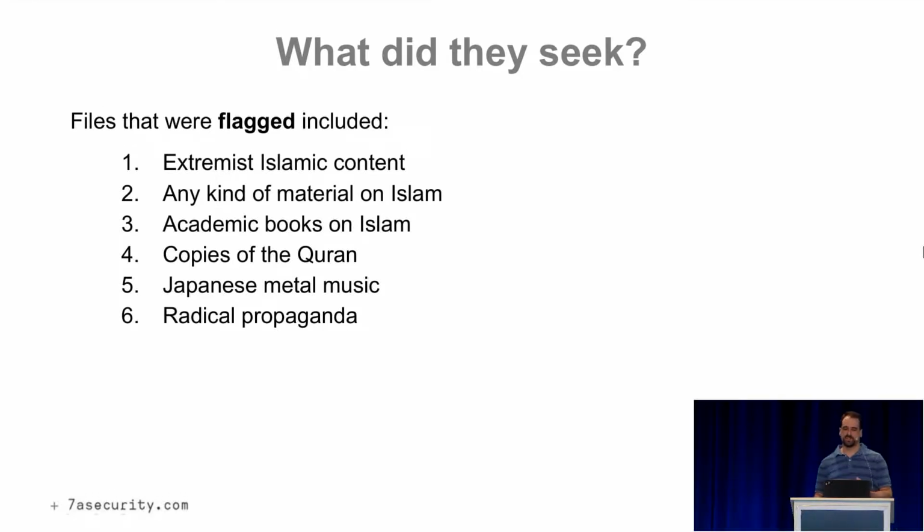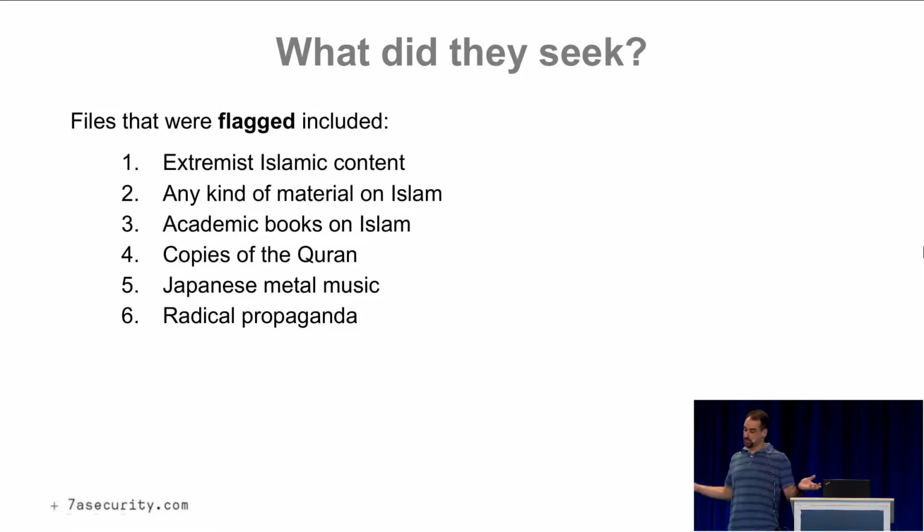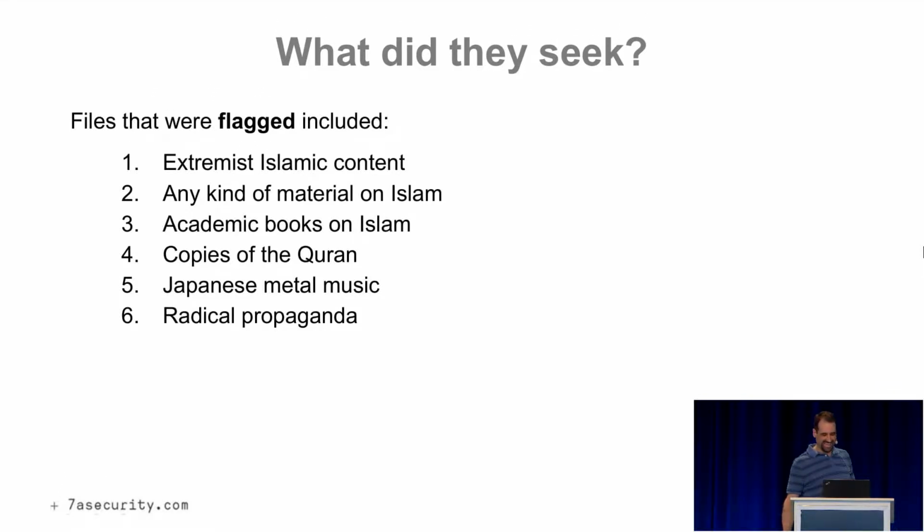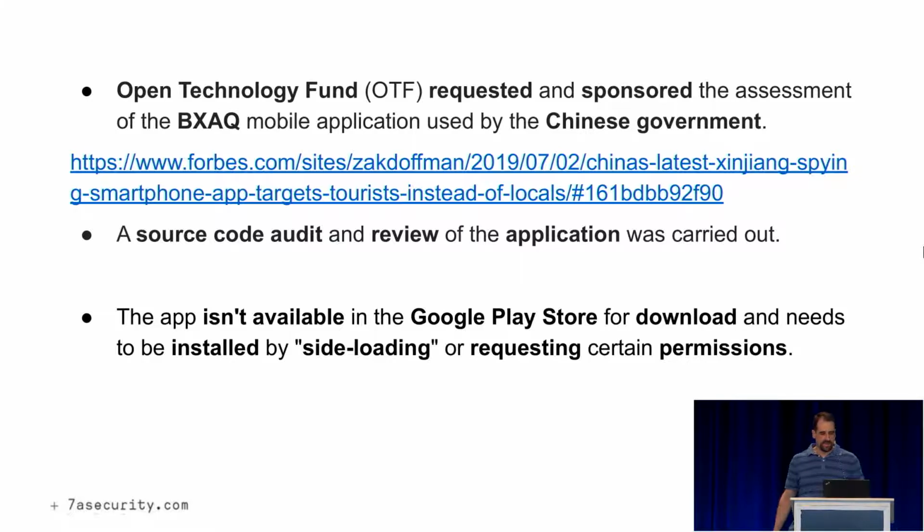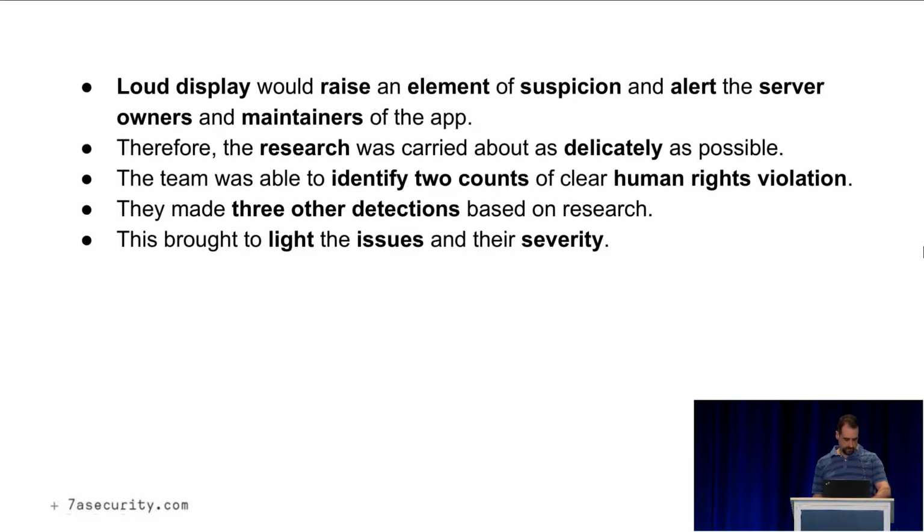And let me see. So yeah, what did they seek, right? They were looking for extremist Islamic content, any kind of material on Islam, academic books on Islam, copies of the Quran, Japanese metal music, I don't know, and radical propaganda. So yeah, this was also by the Open Technology Fund, and we did a source code audit, and the app isn't, of course, available from Google Play or anything like this. Like the previous one, it was a leaked app in some way by the human rights activists. They gave us the app, and then we took it from there.